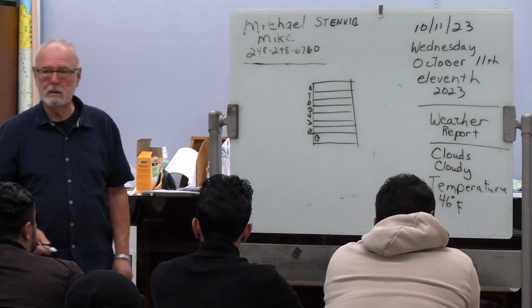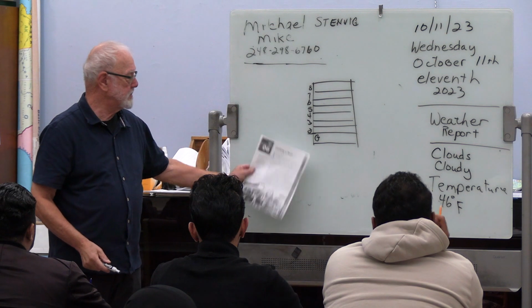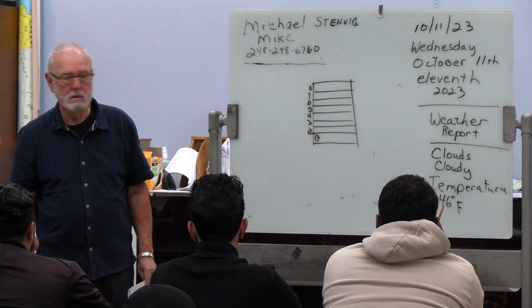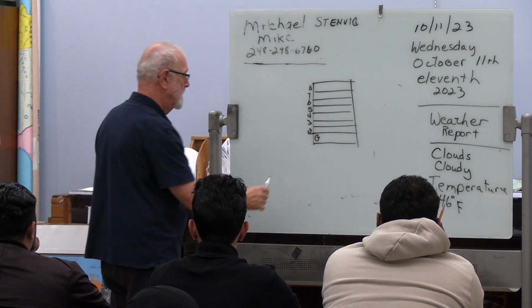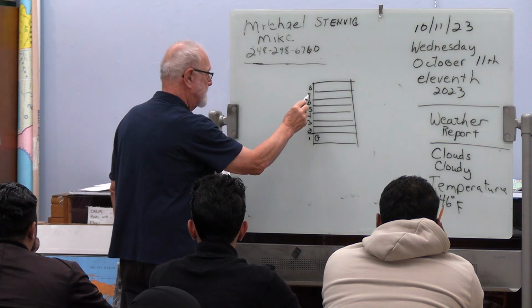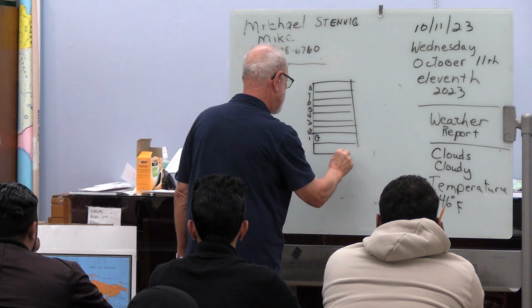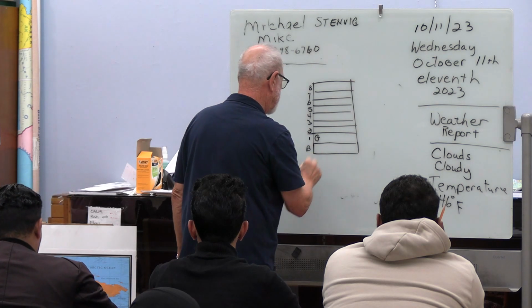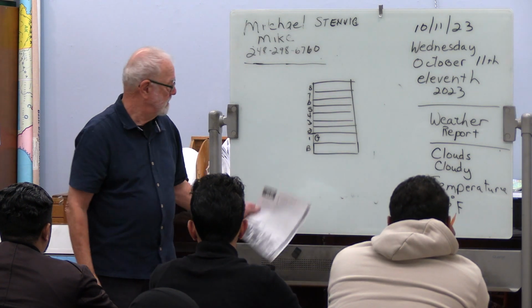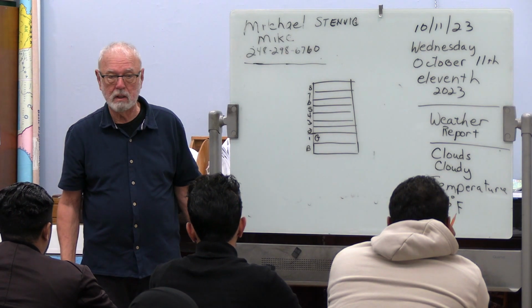Here's my apartment building. How many floors? 8. 9. It's got a basement floor. There's 9 floors. Yeah, we found the basement.